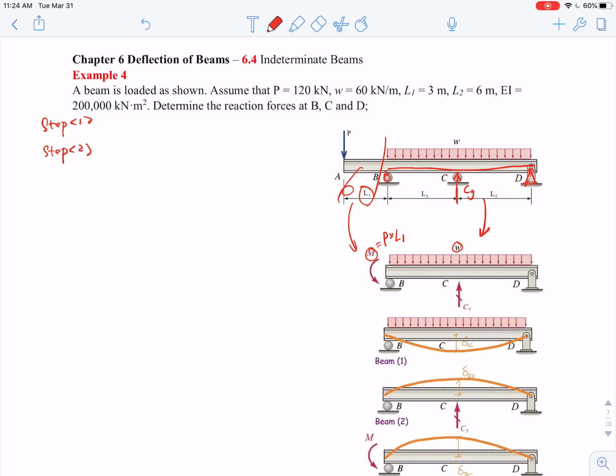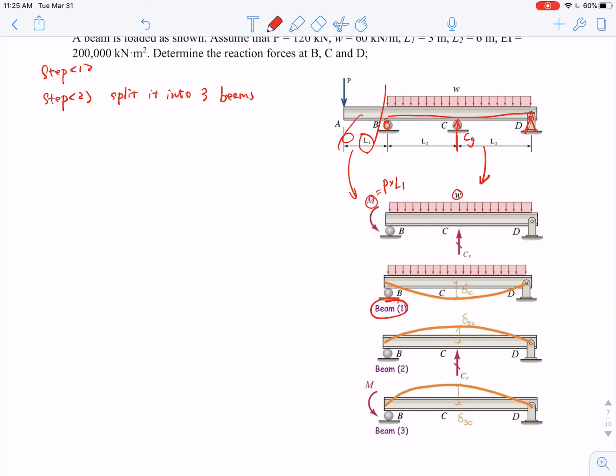We split it into simpler parts. Since we have 3 external loadings, we just split it into 3 beams. Okay, the beam 1, beam 2, beam 3 will be all simply supported beams subjected to W, CY, and M respectively. So here we got beam 1 subjected to W, beam 2 subjected to CY, and beam 3 subjected to the concentrated M at B. Okay, so we're calculating the deflections at the middle span. Here you get delta C1, delta C2, and delta C3. Okay, we got these 3 components. Then we can analyze the compatibility conditions in terms of these 3 deflection components.